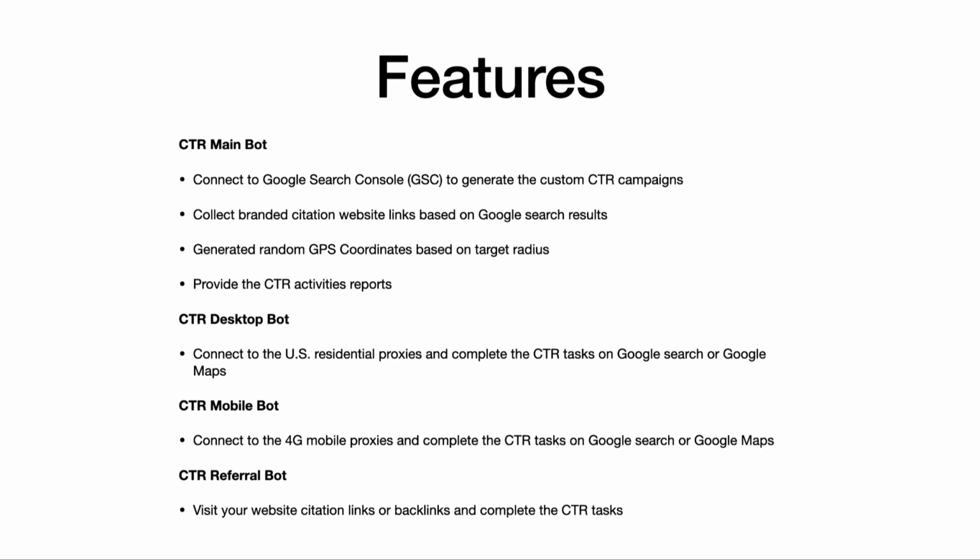Okay, another supporting bot is the mobile bot. Basically, they do the same thing, but the difference is the CTR mobile bot will connect to a 4G mobile proxy, again based on my campaign setting. The CTR mobile bot will also pretend the CTR task has come from a mobile device. And the same thing, it will complete the task either on Google search or Google Maps.